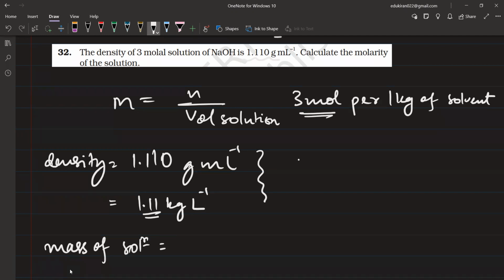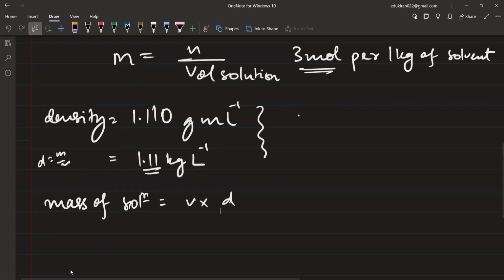Mass of solution is going to be equal to volume into density. Okay, volume into density.